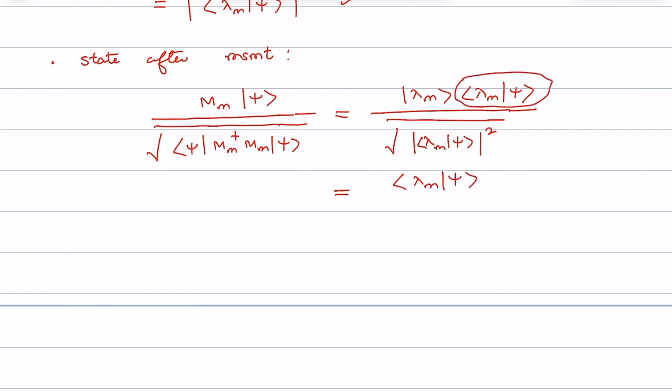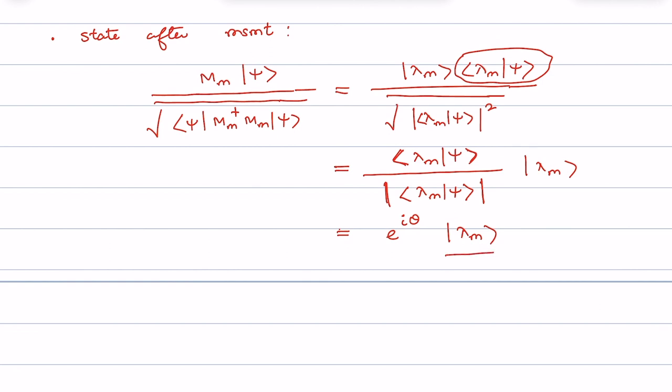So let me write λ_m over |λ_m|. It's a complex number, and as you can see, it is nothing but e^{iθ}, because for a complex number I can always write it as e^{iθ} times the modulus of this quantity. This modulus gets cancelled out, and you will be left with e^{iθ}|λ_m⟩. Here θ is an arbitrary phase, and just like |λ_m⟩ is an eigenstate, similarly e^{iθ}|λ_m⟩ is also an eigenstate of the observable O, or the operator Ô.